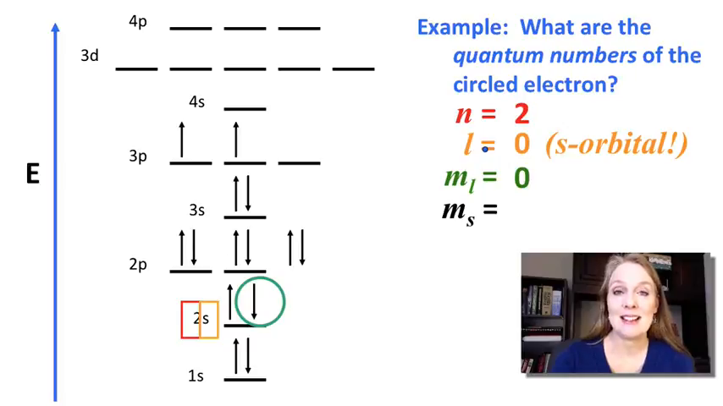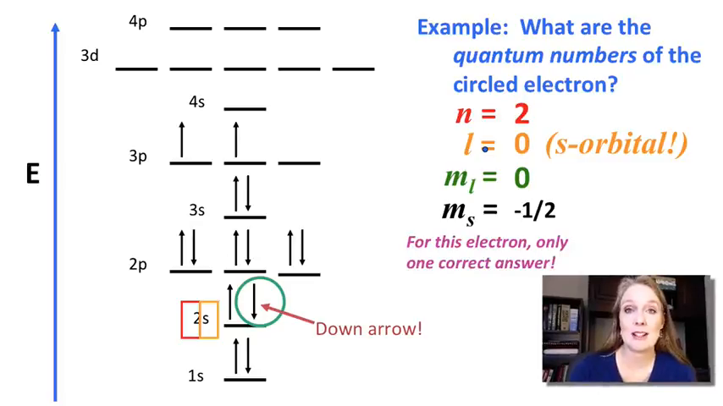And finally, this electron is shown as a down arrow. So that means that Ms is -1/2. So for this electron, I can write a set of quantum numbers, and there's only one correct answer. The set of quantum numbers would be 2 for N, 0 for L, 0 for Ml, and -1/2 for Ms. And they're often shown in this order.